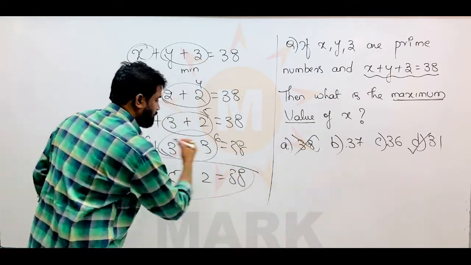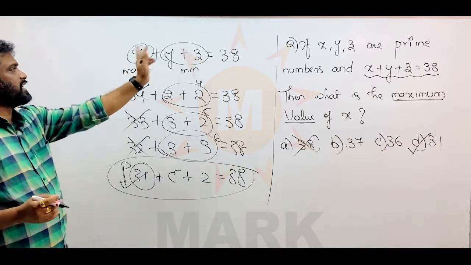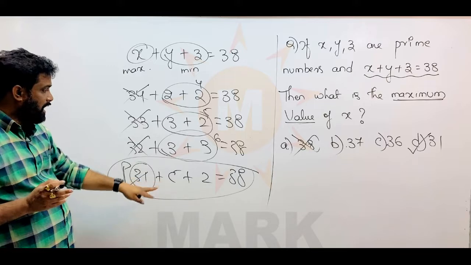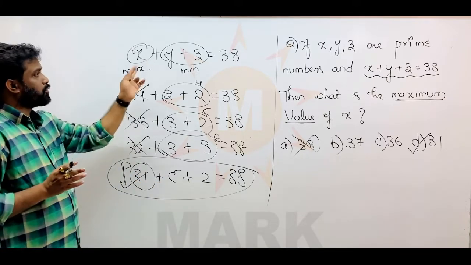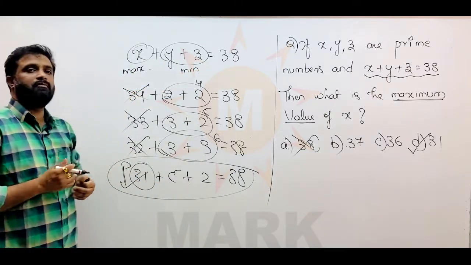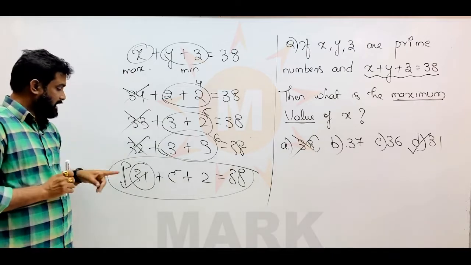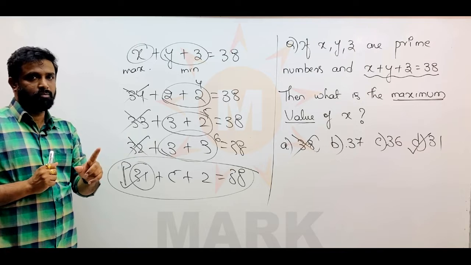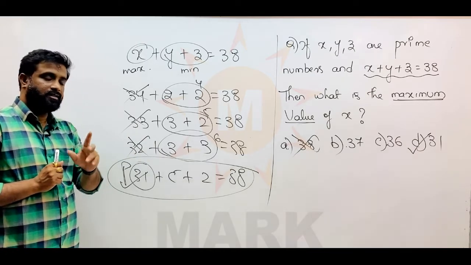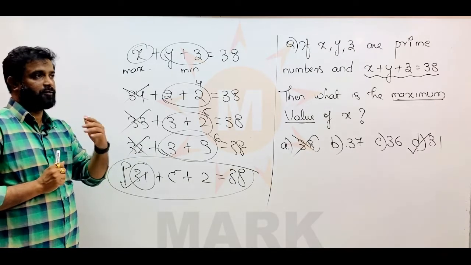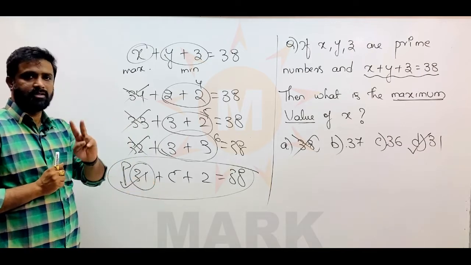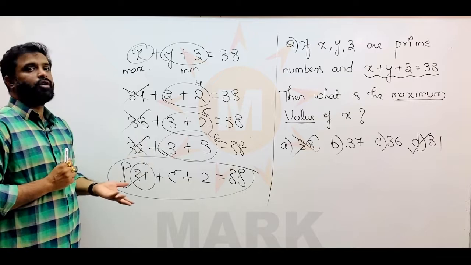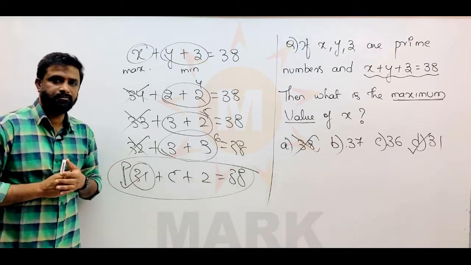So the maximum value in this equation, if x, y, z are all prime numbers, you can see every number is a prime number, but to make this sum possible, the maximum value that I can take for x is 31. So this question is simply to remind you that the least possible prime number, the first prime number, and the only even prime number, is 2. This question is designed to remind you the importance of 2 in the prime family.